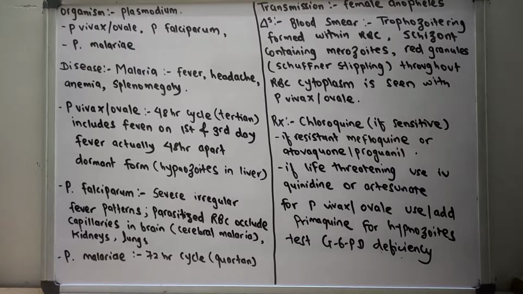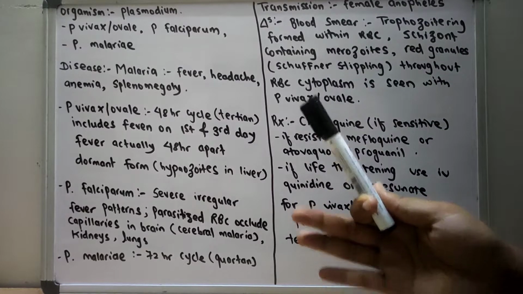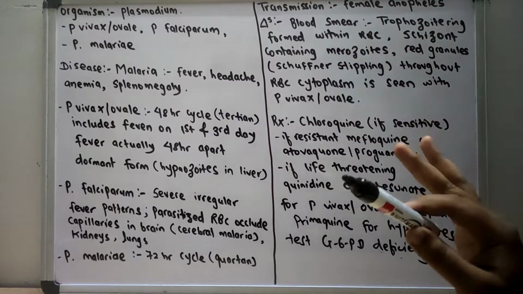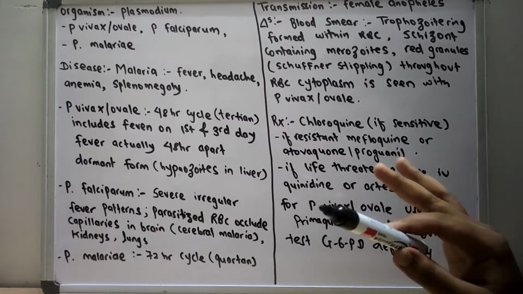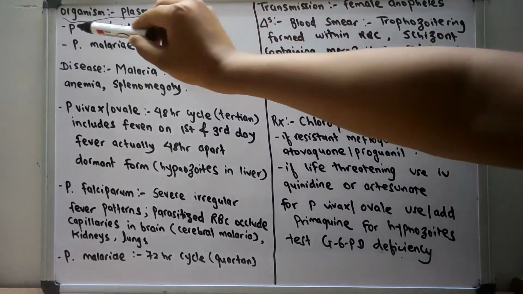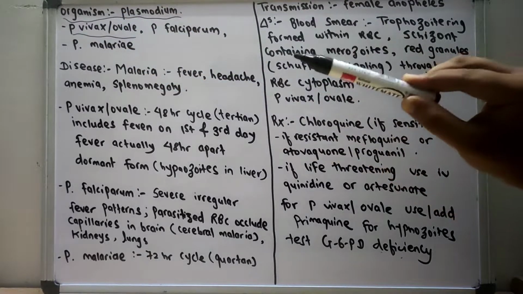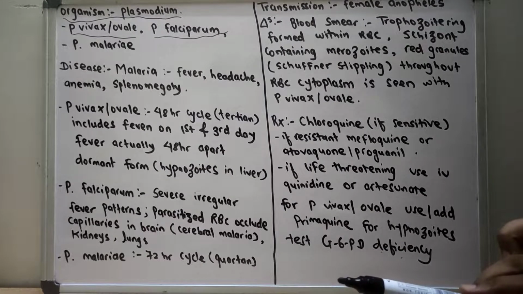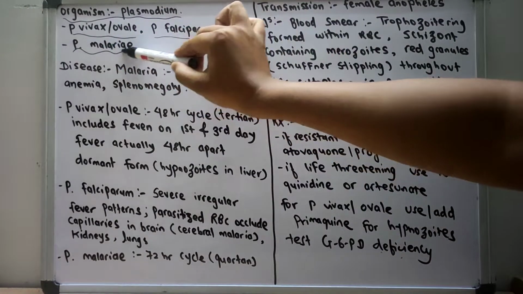Hello everyone. So today in this video we are going to talk about the Plasmodium species. So the Plasmodium comes under the Sporozoa, under the Protozoa. So the various species of the Plasmodium we can see: Plasmodium vivax, Plasmodium ovale, Plasmodium falciparum, and Plasmodium malariae.